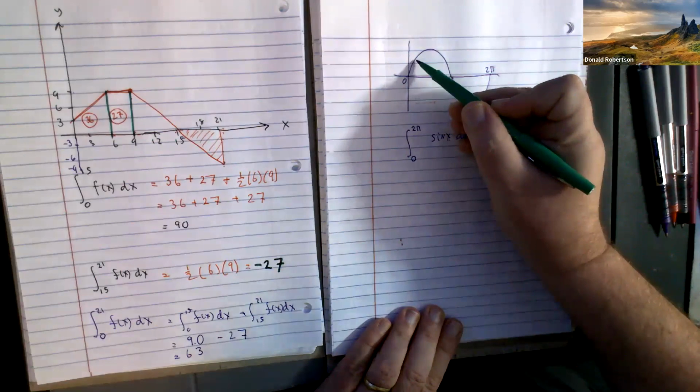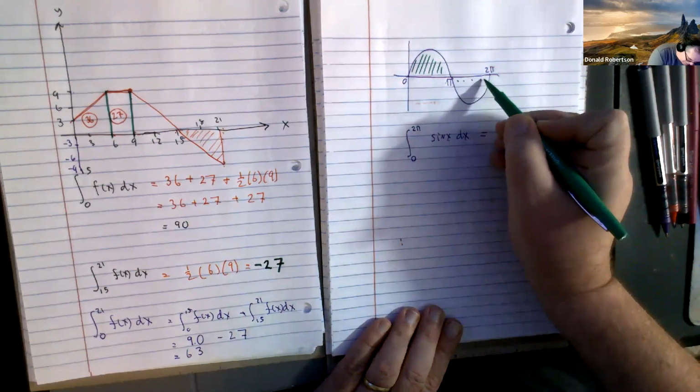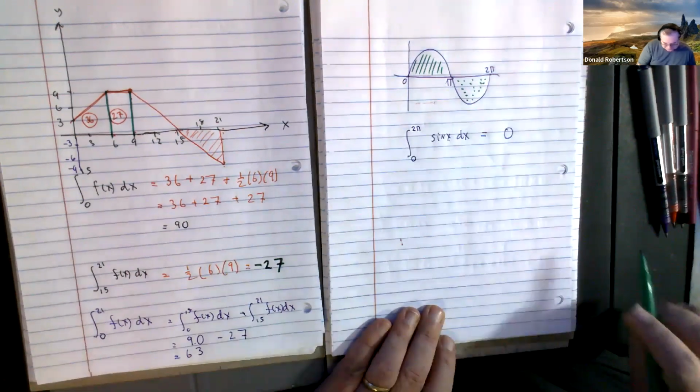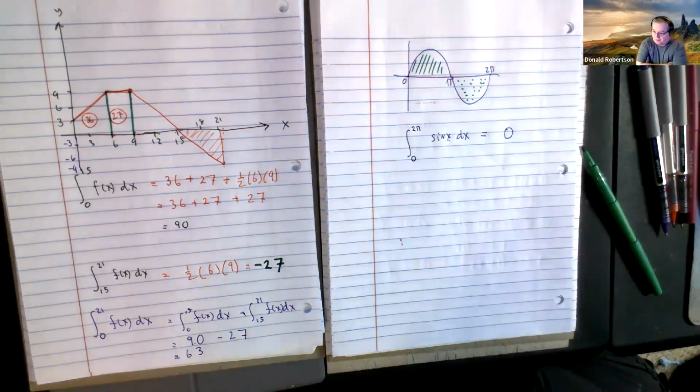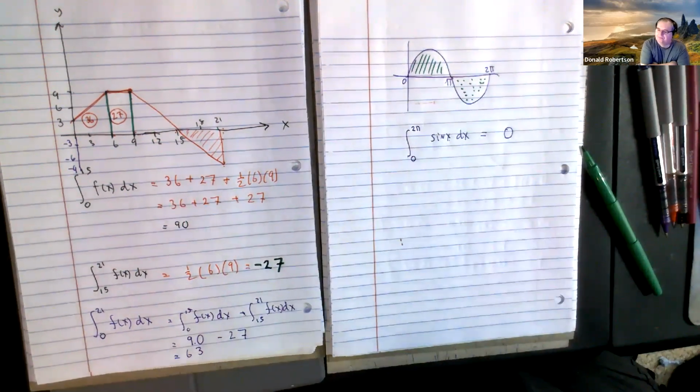Okay. That piece and that piece are identical in shape, aren't they? Isn't that piece the same size and shape as that piece? Which means that their areas are the same.